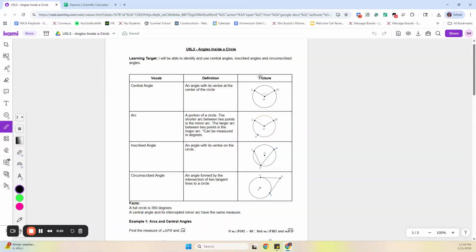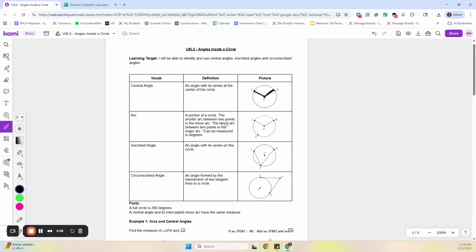The first is a central angle, and that's located or starts at the center of the circle. So the vertex is at the center of the circle, and it goes to the endpoints, the edges of the circle. So an angle with the vertex at the center, that's a central angle. Now we have an arc, and an arc is just a portion of a circle.